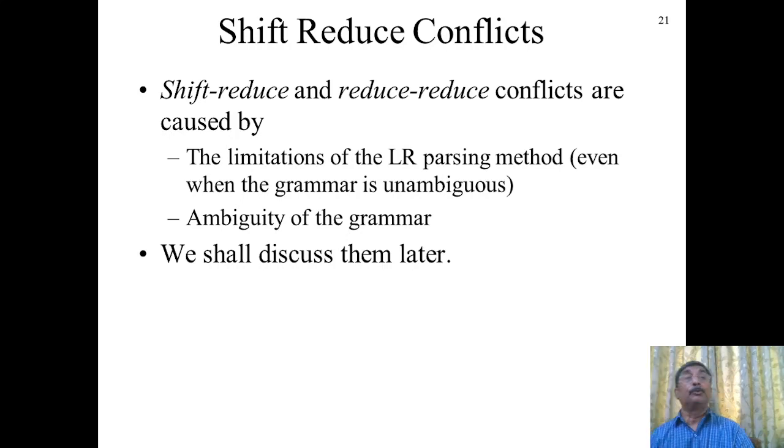Sometimes there are reduce conflicts. In one state, one item could be capital X produces beta dot, and another could say capital Y produces alpha dot. In the same state, these two items could be there, and that will give rise to reduce conflicts. If you have this, then that is a limitation of the SLR parsing method. That means maybe the grammar is ambiguous, but even if the grammar is unambiguous, this may happen.